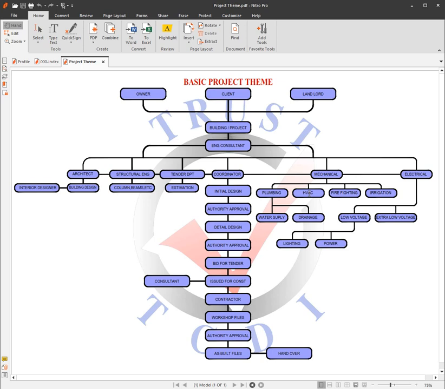It could be mini split ACs, which is very common in Pakistan. It could be central AC. It could be ducted split AC. It could be any kind of design as per the requirement and budget of the client.